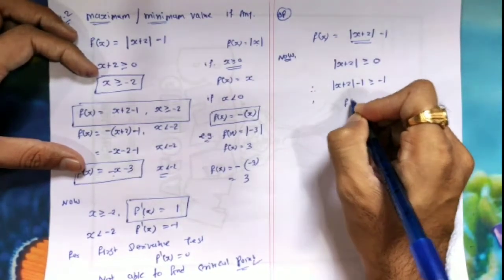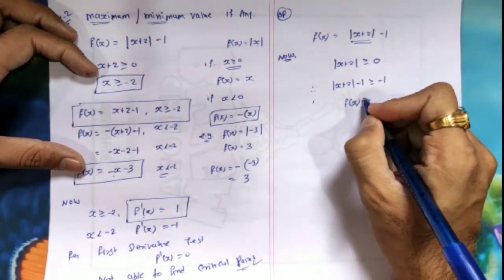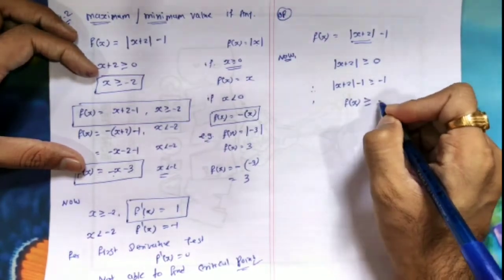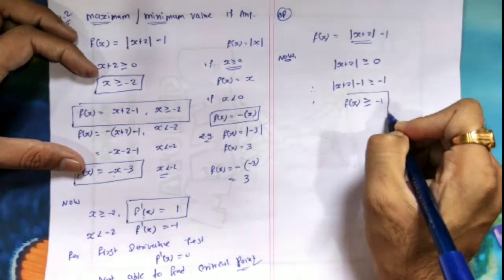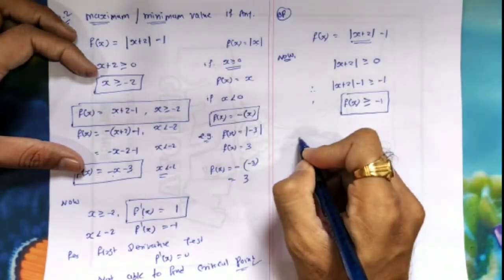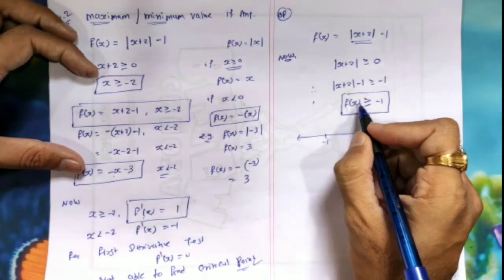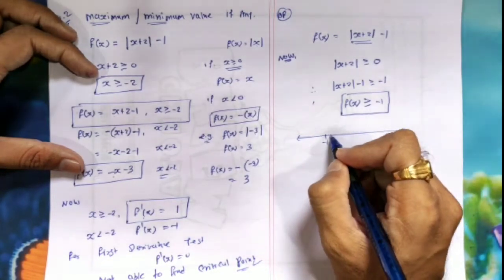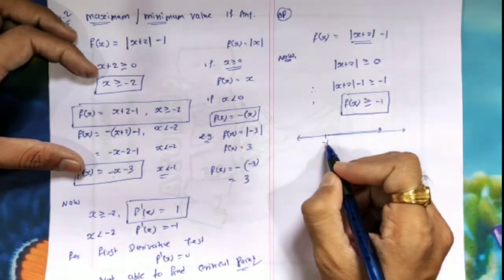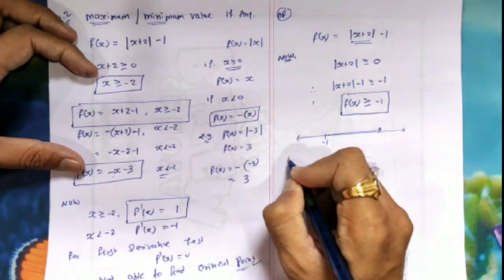So here we can replace it with our function: f of x is always greater than or equal to minus 1. It will always be greater than minus 1. What is the meaning of this? So this is our number line. Here it is minus 1, and f of x is always greater than or equal to minus 1, so it goes on this side. So this is the minimum value of the function. Clear? So here we can write the minimum value.